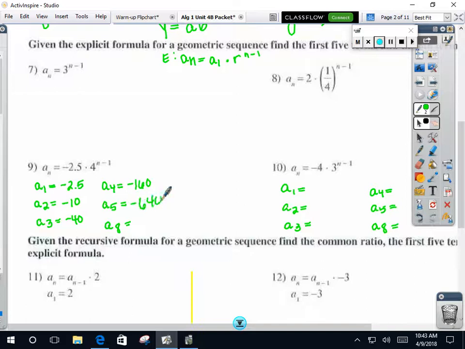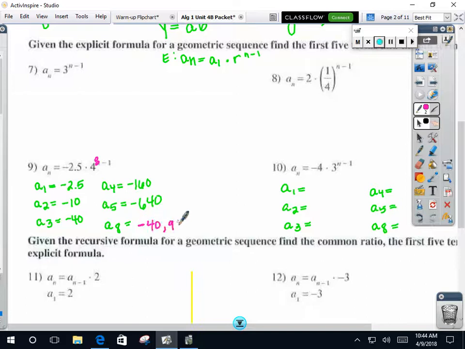Right? And now at this point, you can no longer just keep multiplying by 4 to find the 8th term unless you literally write out the 6th term, the 7th term, and then the 8th term. To simply find the 8th term, you replace the n with an 8. And then you would just type that in. Negative 2.5 times 4 to the 7th power. You can go ahead and simplify that. And what did you get?